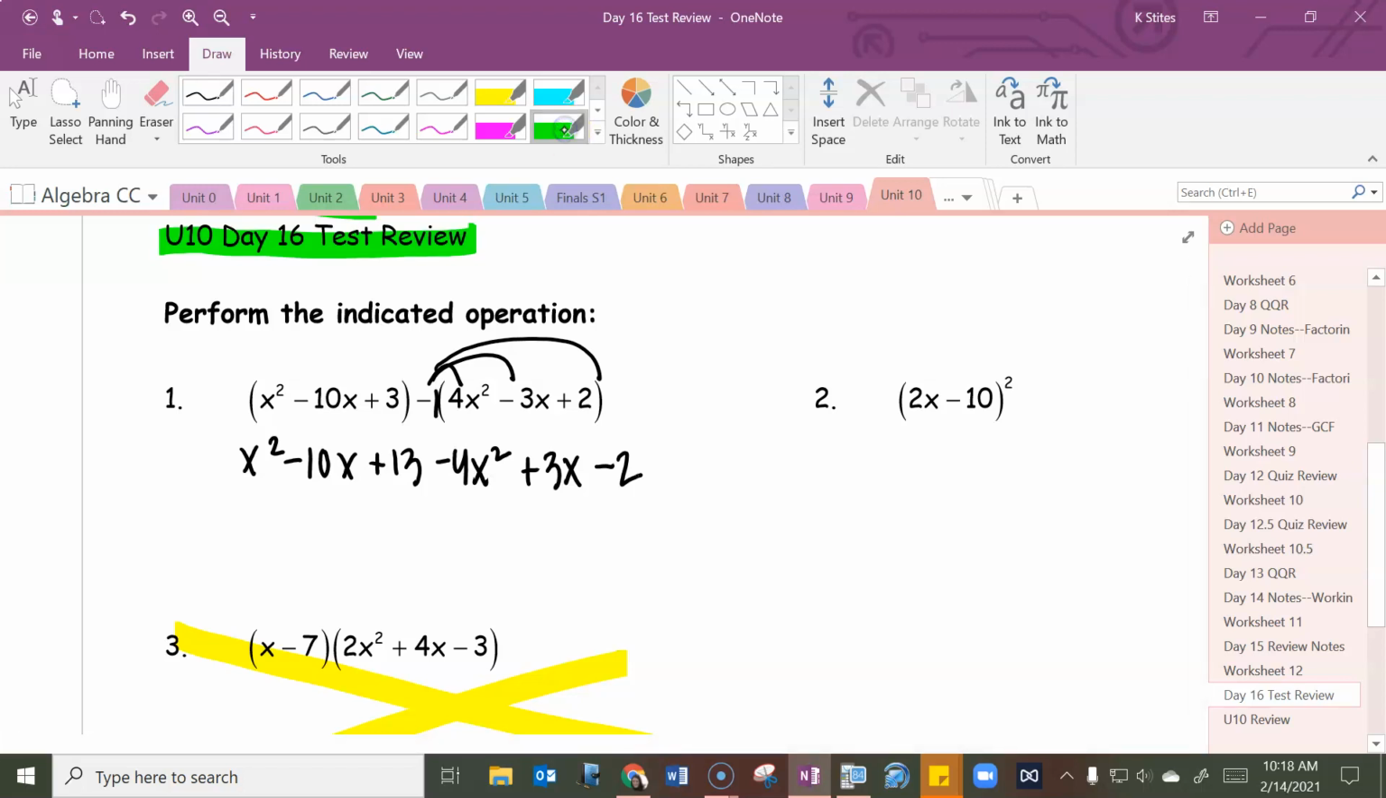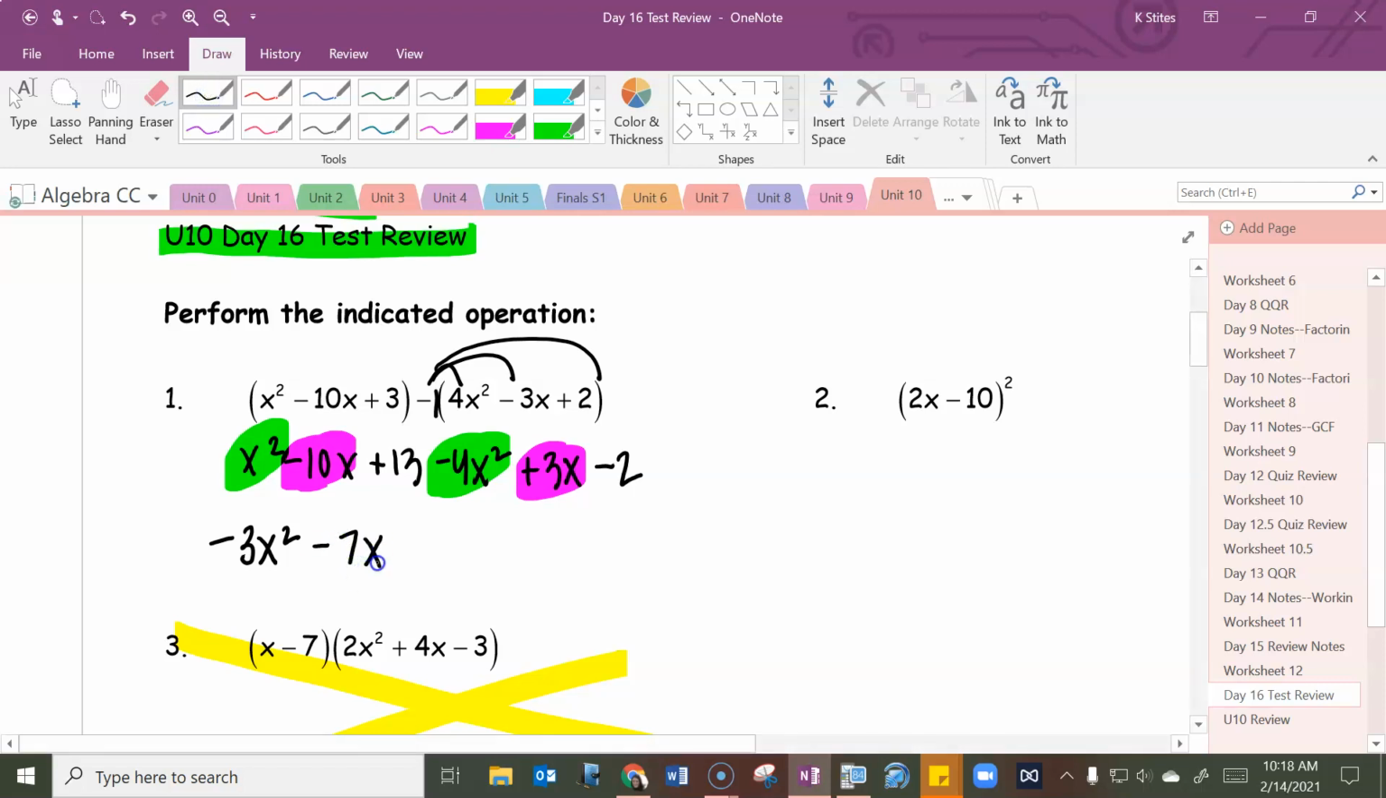And then we'll just go ahead and combine our like terms. You have a 1x squared minus a 4x squared, which is a negative 3x squared. And you have a negative 10x plus 3x, which is a negative 7x. And you have a 13 minus 2, which is a positive 11. And there you go.